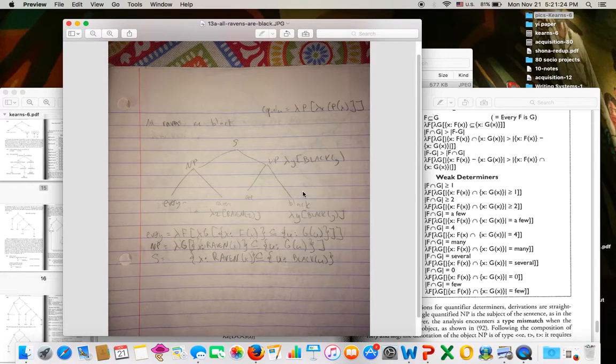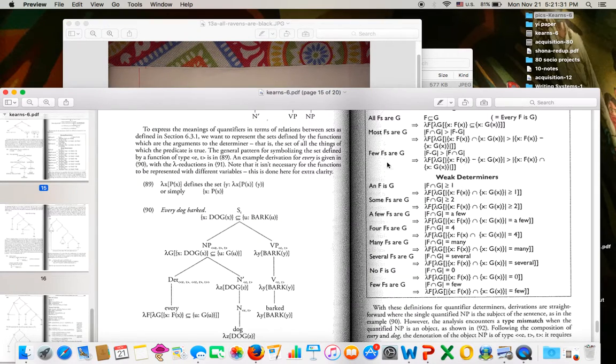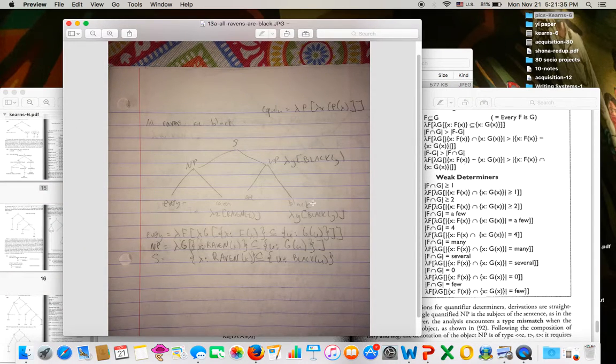You need to draw the syntactic tree for it. I wrote out down here the lambda expression for every, which is the same thing as all. It's right there, so I just copied it over. I used a different variable for the G part. If you think about what this means, every is looking for two predicates, so two one-place predicates.